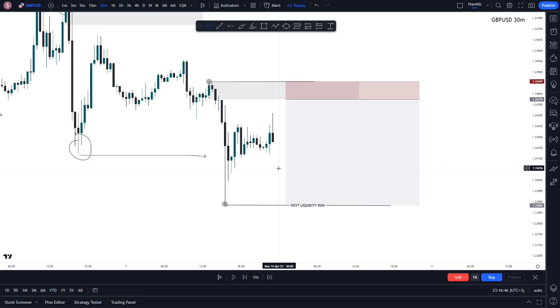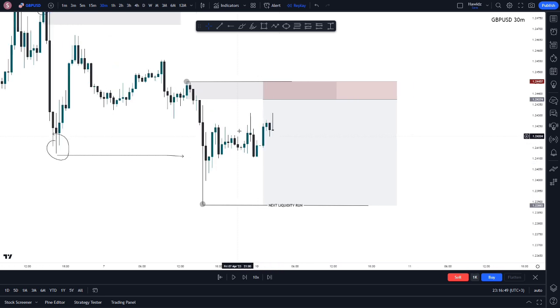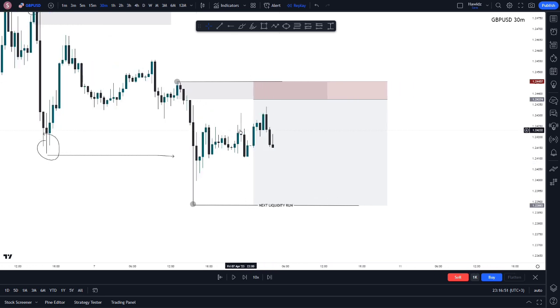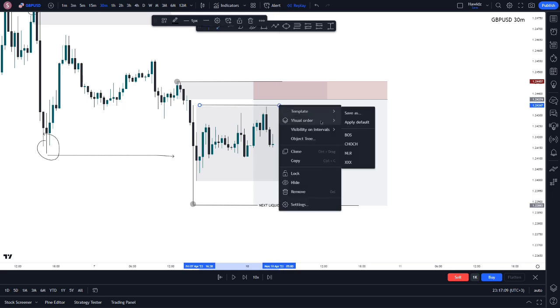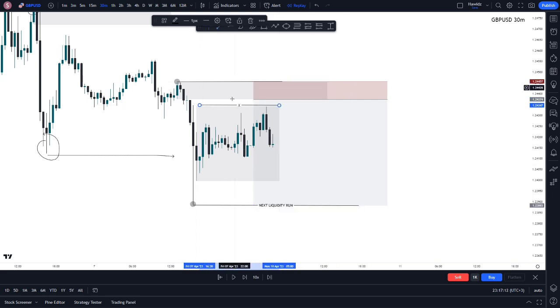Okay, so we can see that price is pretty much ranging. Price is still creating a range, from this low here to this high here. We have this as a range, and we know that above and below any range is liquidity. So technically we have buy side liquidity there, and of course we have sell side liquidity down here.